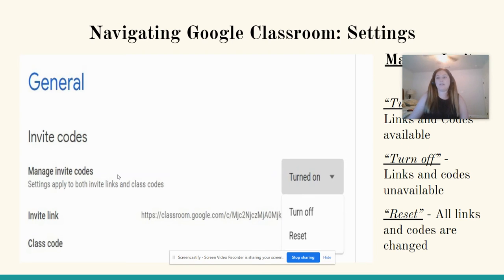In manage invite codes, we have the down arrow on the right-hand side, and it says turned on. Right now, my invitation codes are turned on. If I wanted to turn off all the codes and all the links where students couldn't get in and they could only get in by invitation of me, then I could turn that off. So it's basically me restricting students from giving the codes out to other students who may want to come into my classroom. I can also reset the codes.